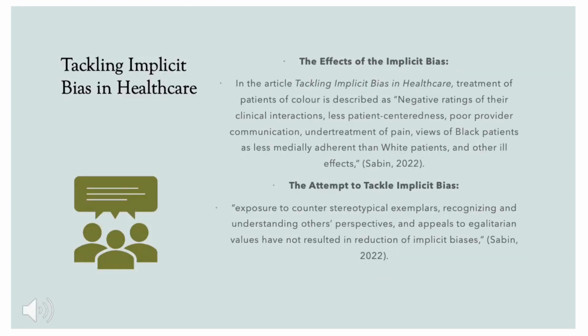People have been conditioned over time and throughout history to see people of color differently than Caucasian people. This directly translates today to care received by medical professionals to people of color. In the article Tackling Implicit Bias in Healthcare, treatment of patients of color is described as, quote, "negative ratings of their clinical interactions, less patient-centeredness, poor provider communication, undertreatment of pain, views of Black patients as less medically adherent than white patients, and other ill effects," end quote.